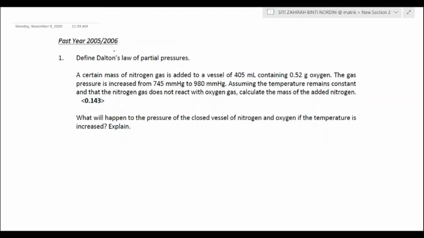The first question for Dalton's law is for fase 05 and 06. So the first question is to define Dalton's law of partial pressure. Then you have to calculate the mass of added nitrogen by using all information given. And next, you have to explain what will happen to the pressure if the temperature is increased. So we've got 3 questions to be answered for this past year.